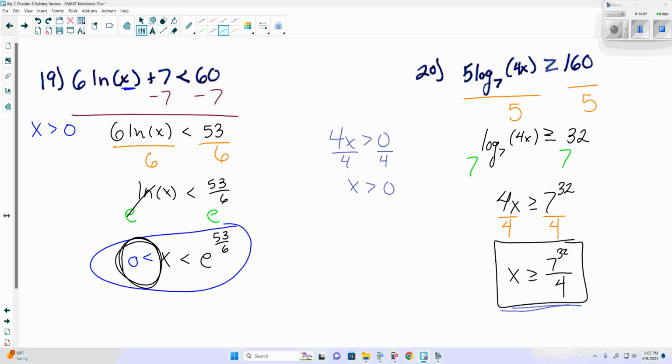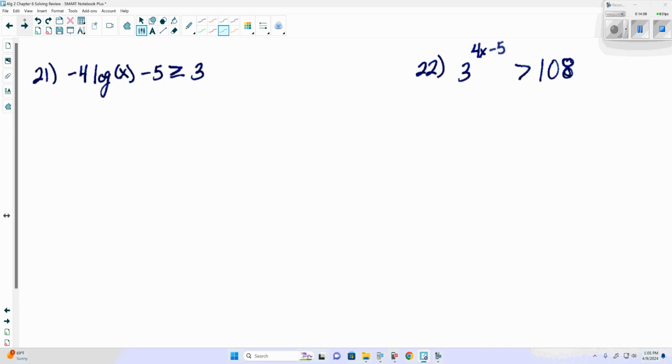Questions on these so far? Number 21. Negative 4 log of x minus 5 is greater than or equal to 3. Is the log by itself? What do we need to do first? Divide by negative 4. Oh, add 5.